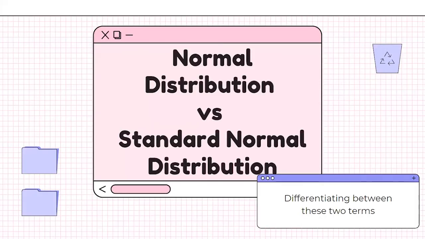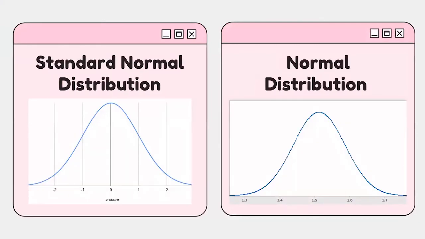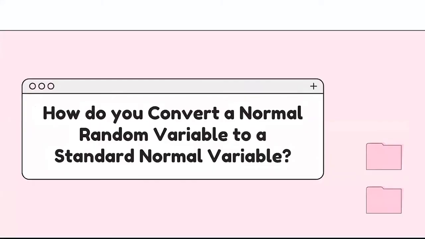Let us now move on to normal distribution versus standard normal distribution, differentiating between these two terms. The difference between the standard normal distribution and the normal distribution is that the mean for the normal distribution depends on the given, while the mean for the standard normal distribution is always 0. We will know why later.